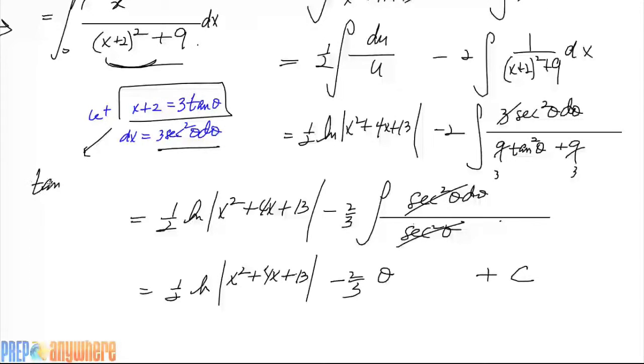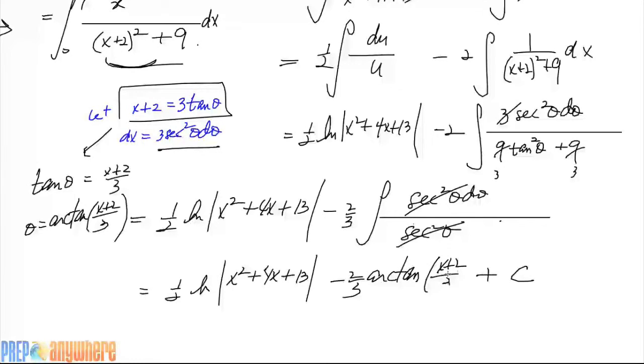Where theta comes from here: tangent of theta is equal to x plus 2 over 3. So theta must be arctan of x plus 2 over 3. That's exactly what we need: arctan of x plus 2 over 3.